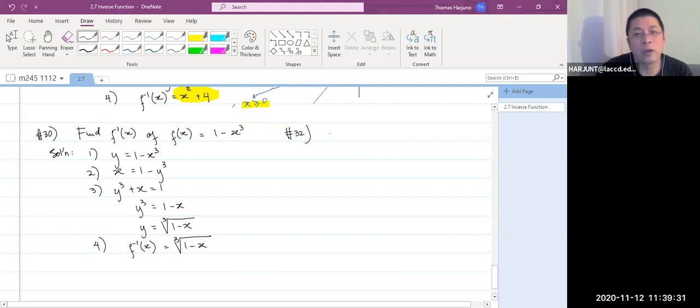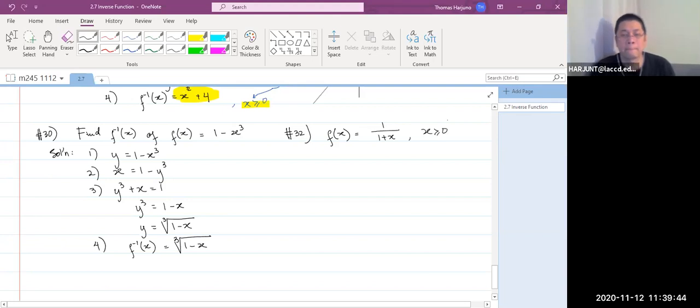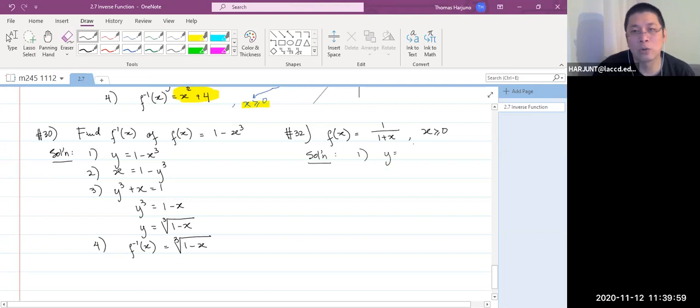Number 32, we have f(x) equals 1 over 1 plus x, where x is at least 0. So step 1, solution. Step 1, y equals 1 over 1 plus x, where x is at least 0. Step 2, I swap, the x becomes y. So this becomes y also, y at least 0.